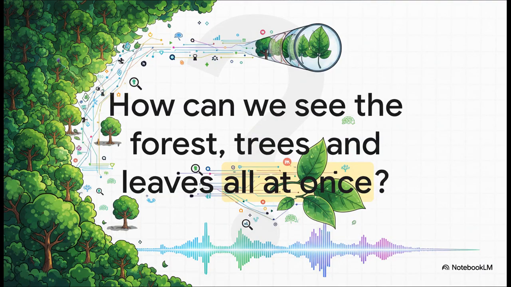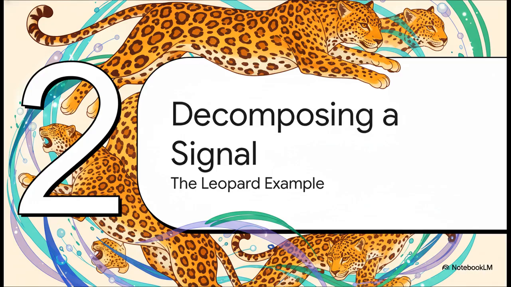This has been the million-dollar question. How do you actually build a system that can understand the whole scene, the individual objects in it, and the fine little textures on those objects all at the same time, without just getting lost in the noise? Okay, let's get into it.